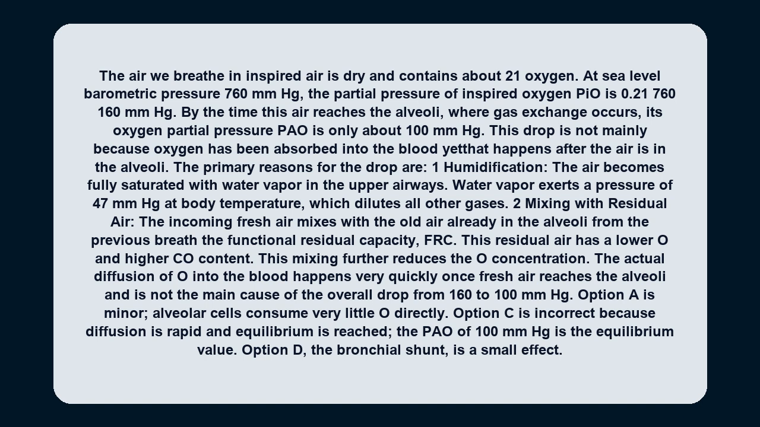Option A is minor. Alveolar cells consume very little O2 directly. Option C is incorrect because diffusion is rapid and equilibrium is reached. The PAO2 of 100 millimeters of mercury is the equilibrium value. Option D, the bronchial shunt, is a small effect.